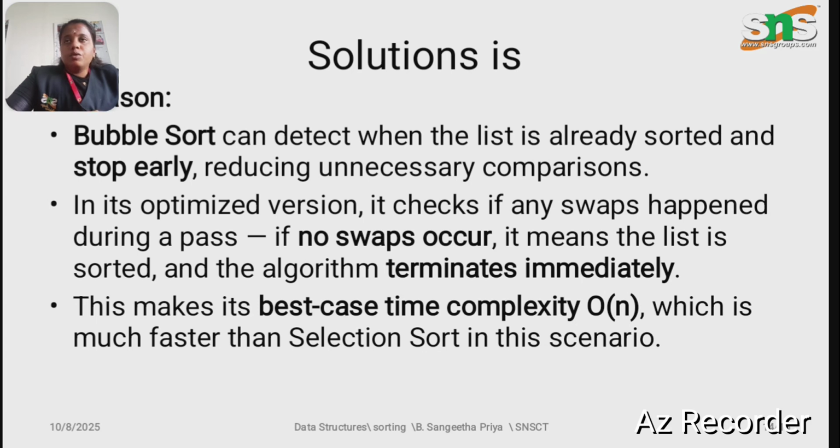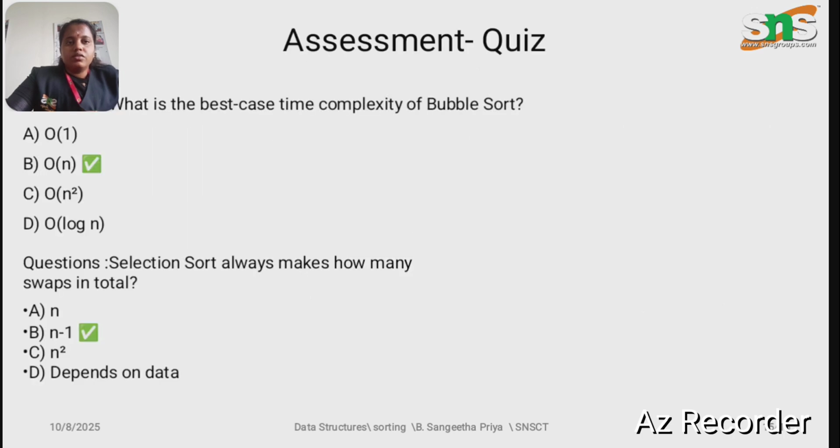Here the answer is bubble sort, which can detect when the list is already sorted and stop early, reducing unnecessary comparisons. Why bubble sort? Because bubble sort can detect that the list is already sorted and stop early to reduce unnecessary comparisons. It is an optimized version. If no swapping occurs, then the process terminates immediately, and it has the best case time complexity of O(n), much faster than selection sort in this scenario.